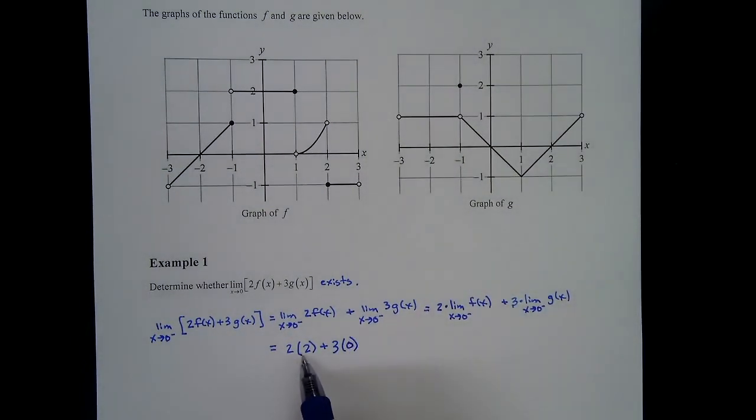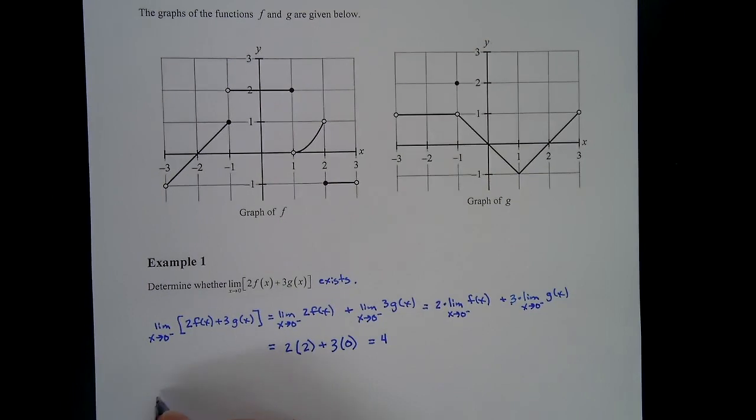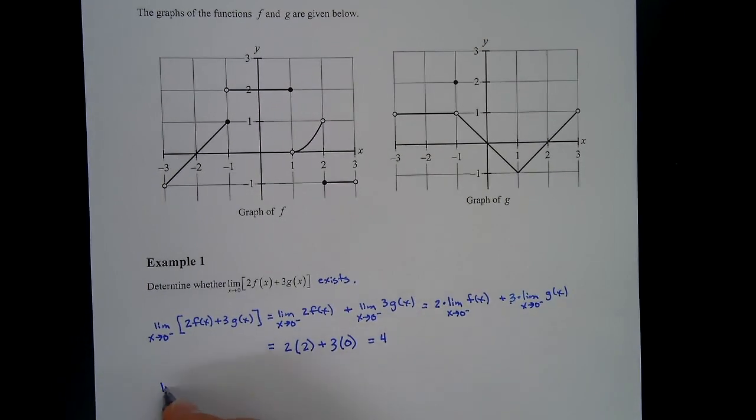And so that'd be 2 times 2 is 4, plus 3 times 0, which is 0, so this would equal 4. Now, if the right-hand limit is the same value, then it exists, and it'll be whatever that number is. Or it'll be 4 if they are both the same.